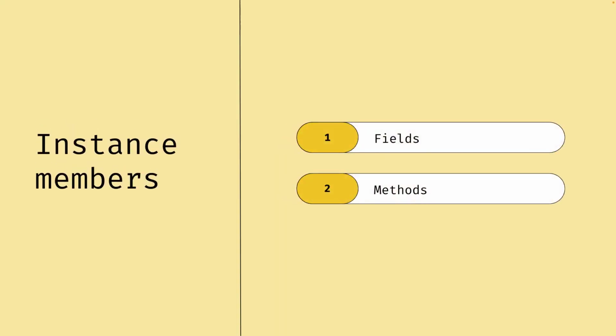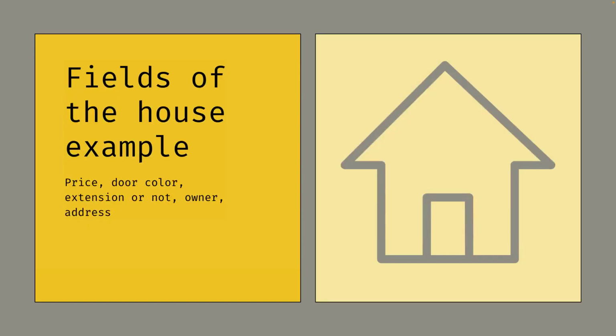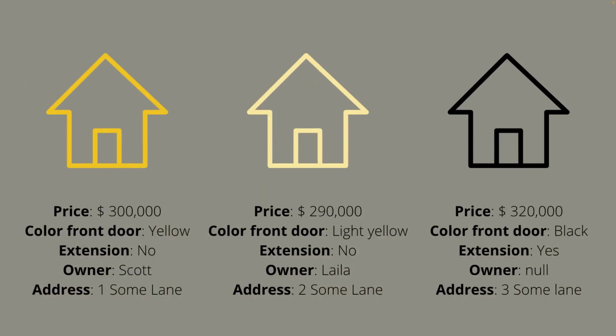Classes can contain certain fields and methods that become part of the instance. That might sound a bit fake, so let's go back to our house example once more. The blueprint of the house could have several different properties. Just some random examples: price, color of the front door, whether or not it has an extension, who the owner is, what the address is, etc. Every single house has a field for this property, and this property could have a value. It's also possible that the property doesn't have a custom value. In that case, it will have a default value.